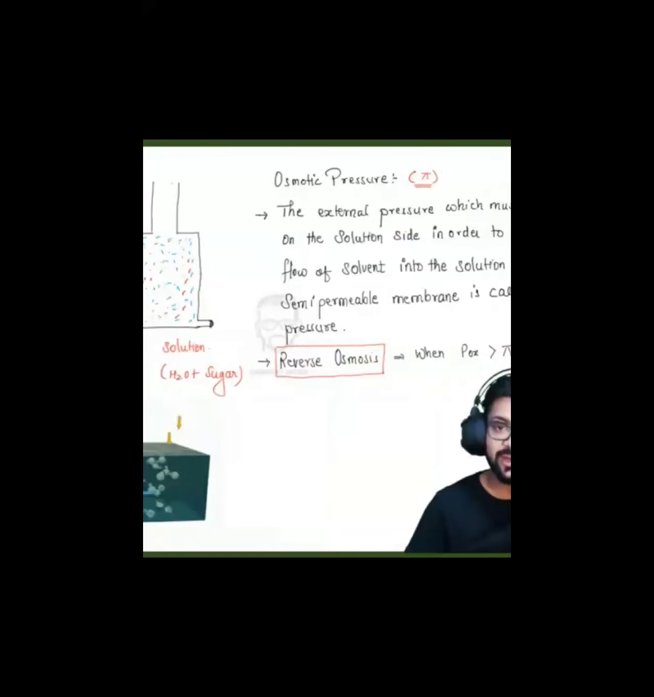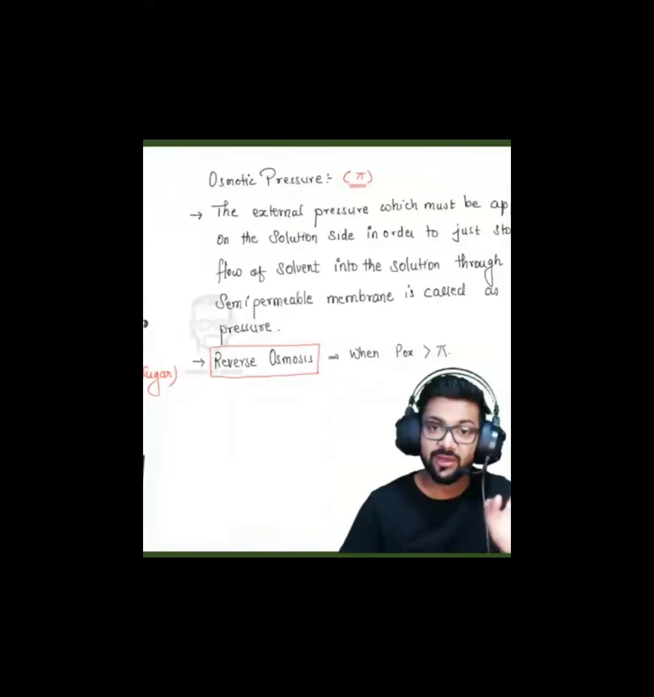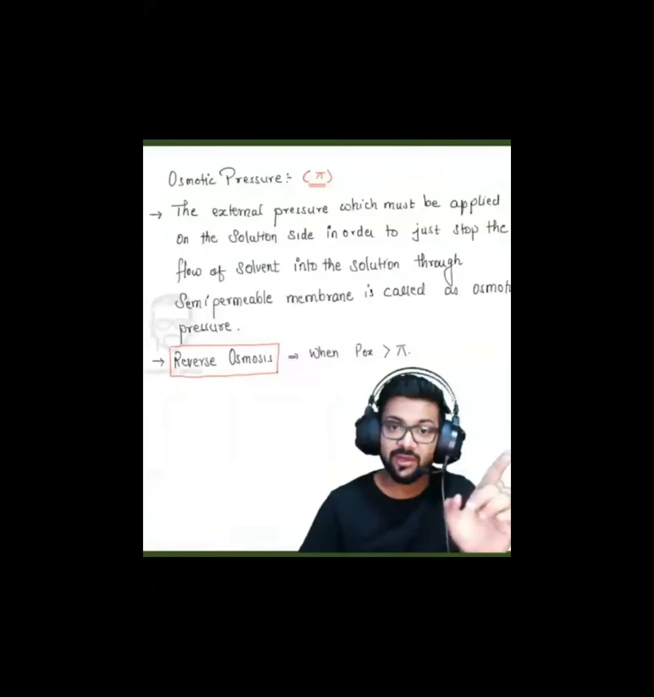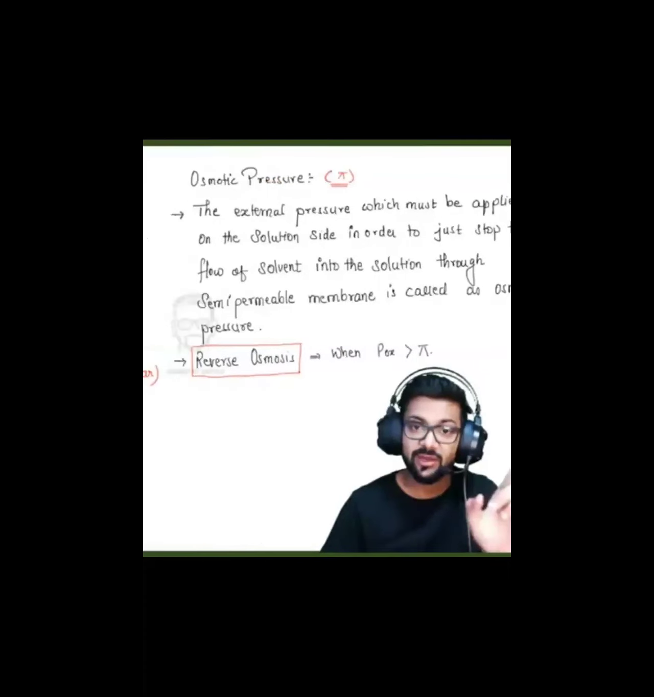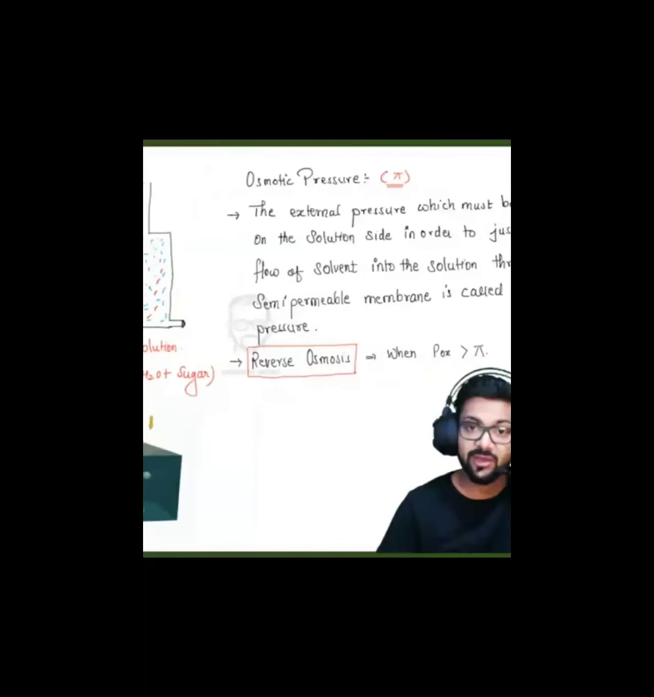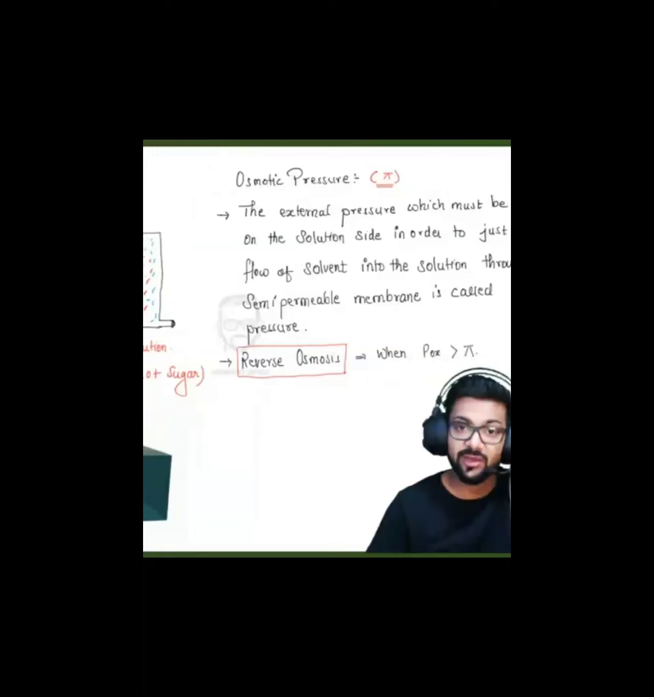The external pressure that must be applied on the solution side in order to stop the flow of the solvent into the solution through the semipermeable membrane is called the osmotic pressure. If the applied pressure is more than the osmotic pressure, then it is called reverse osmosis.